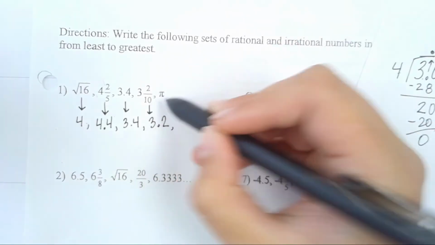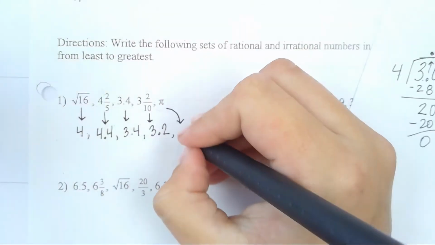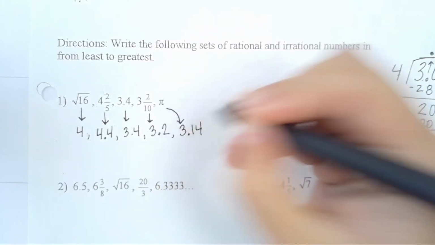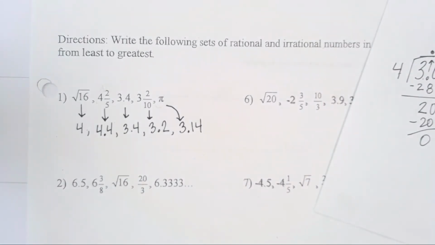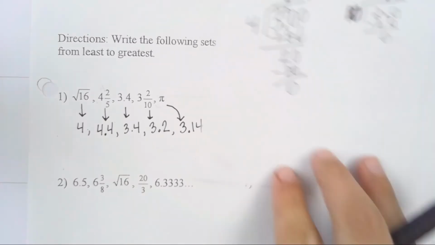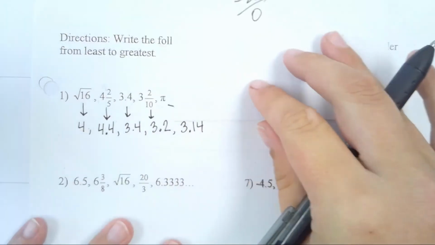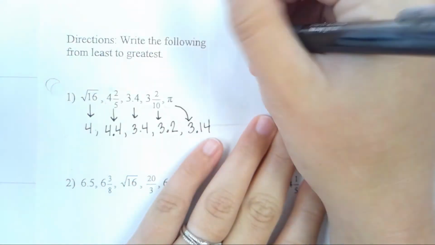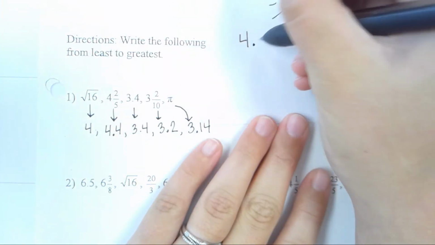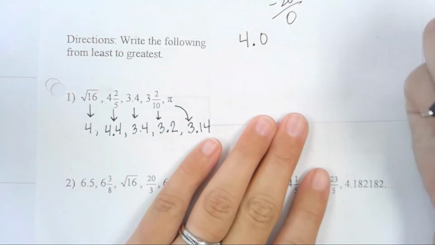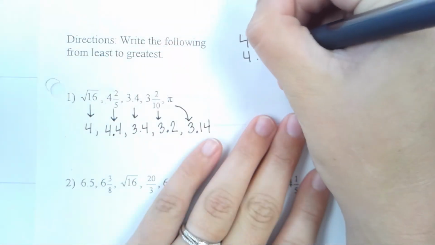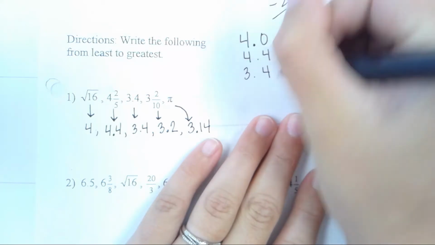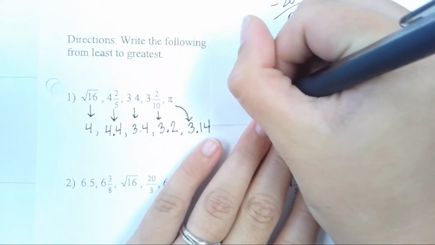Alright, and then remember this last symbol is pi. Remember we represent pi as 3.14. Okay, so once we have everything into decimals, I would maybe go ahead and start lining them up to help us out a little bit more with where our numbers are going to be placed from least to greatest. So we have 4. Remember that there is an imaginary decimal point at the end of 4, so 4 would be the same as 4.0. We have 4.4, 3.4, 3.2, and 3.14.